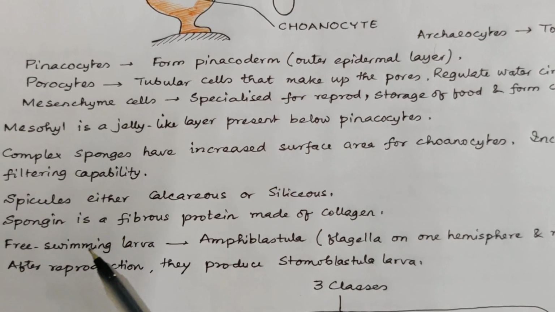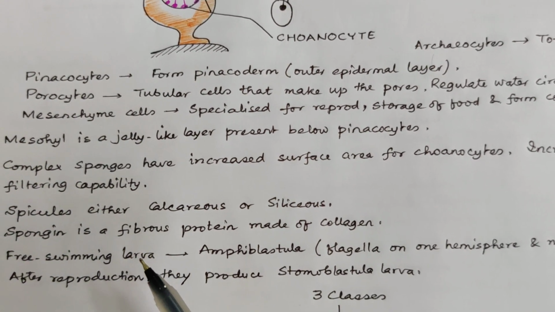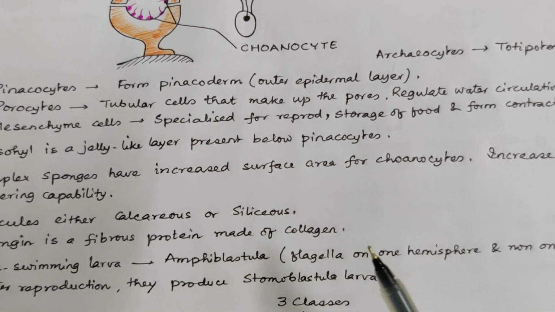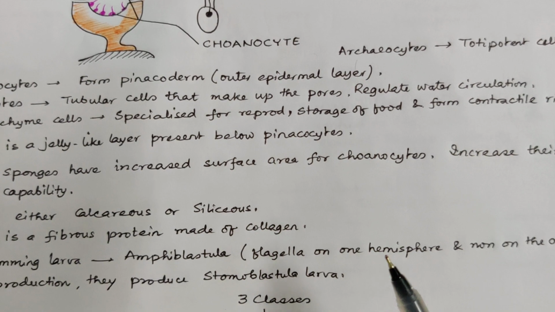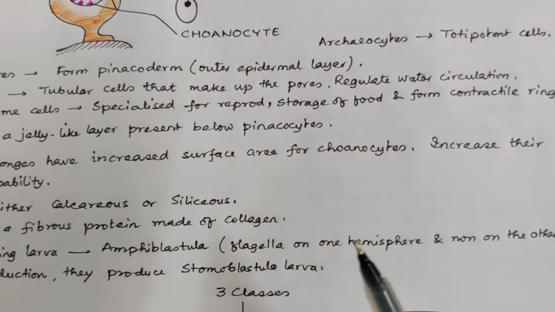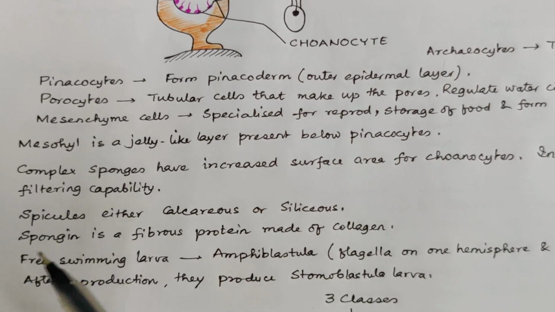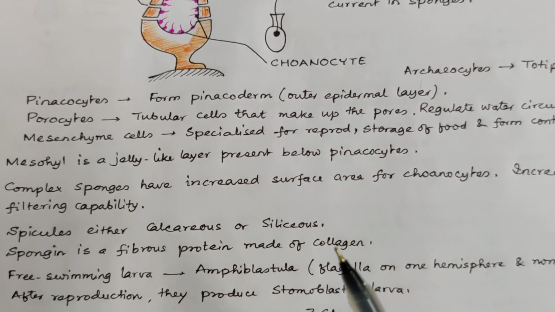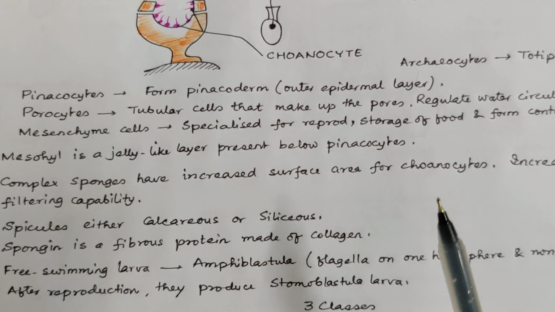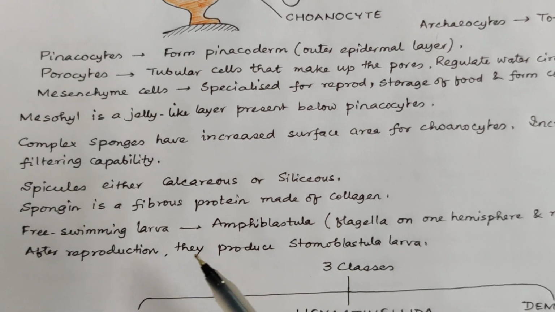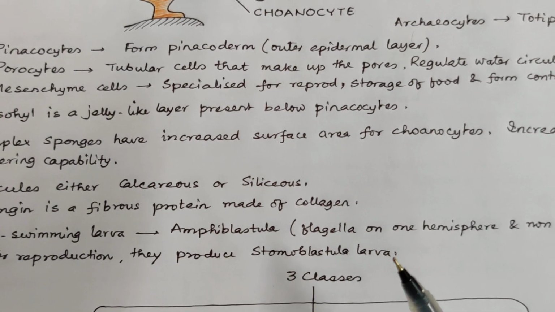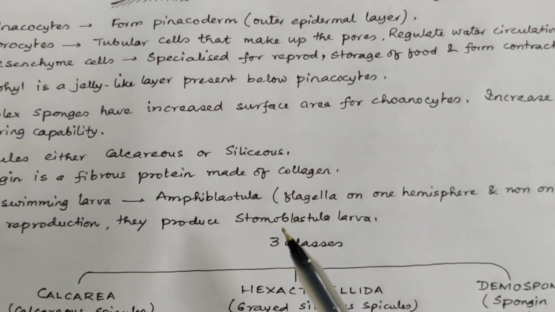Now the larvae. They have two types of larvae generally. One is a free swimming larva called amphiblastula, which has flagella on one hemisphere and non-flagellated cells on the other. Another larva is the parenchymula larva. Amphiblastula and parenchymula are their main larvae. After reproduction, they produce another kind of larva known as stomoblastula. This is the third kind.